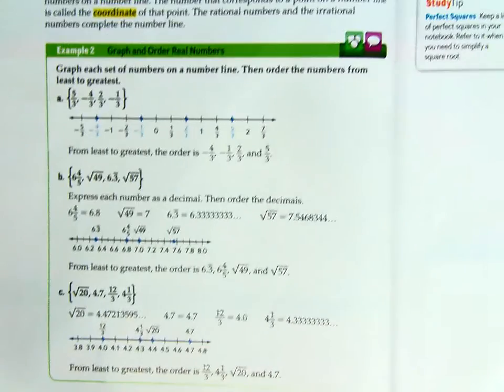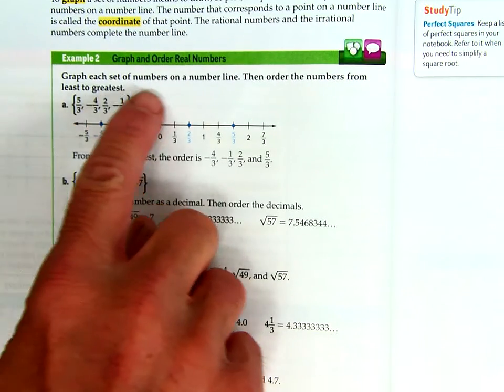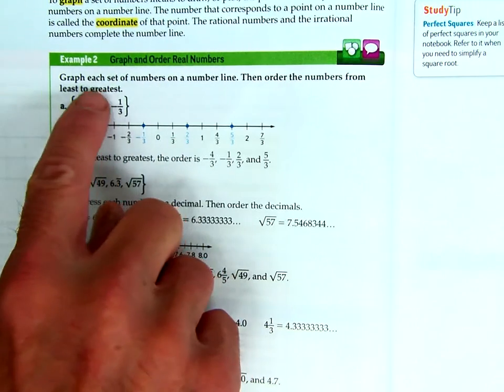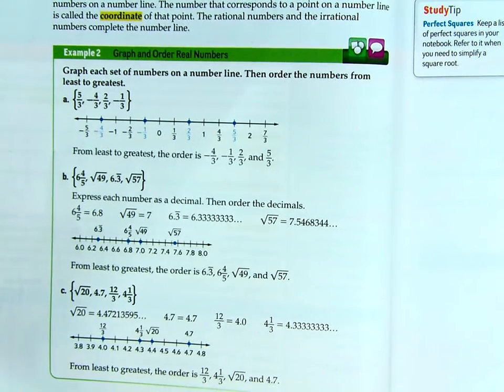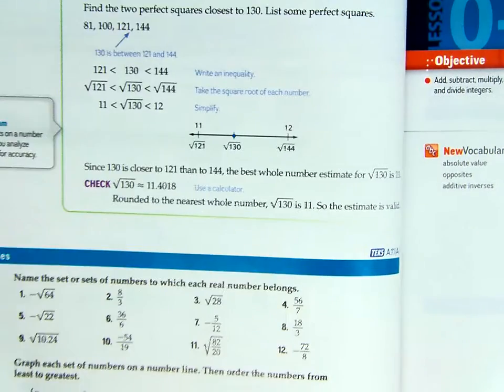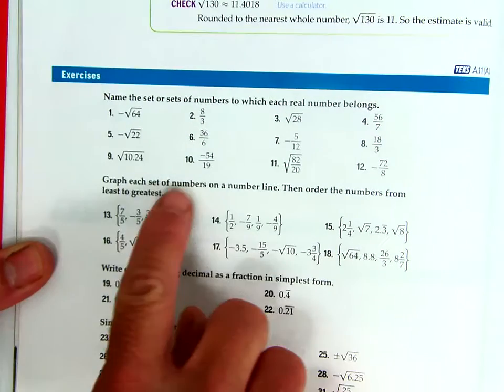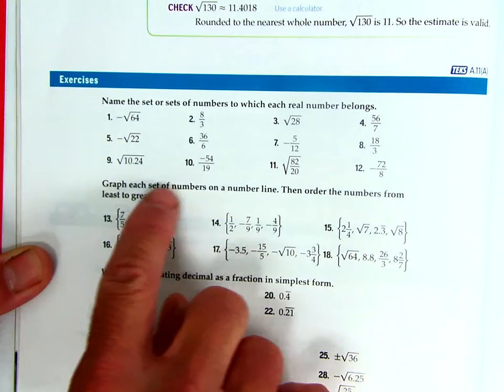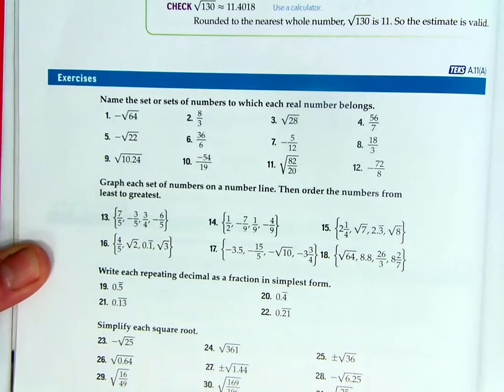If we go to example 2. Graph each set of numbers on a number line. Then order the numbers from least to greatest. So we look at the exercises. Graph each set of numbers on a number line. Then order the numbers from least to greatest.